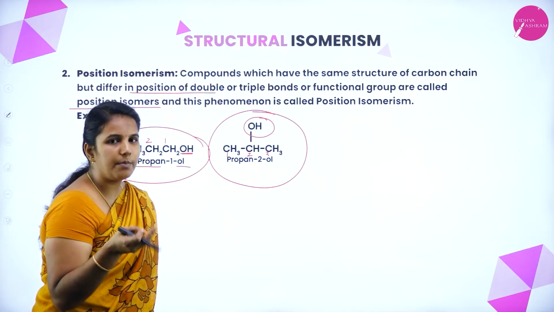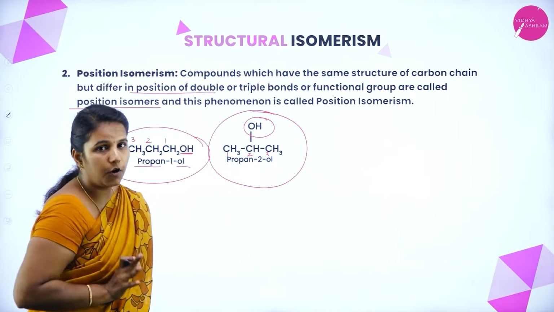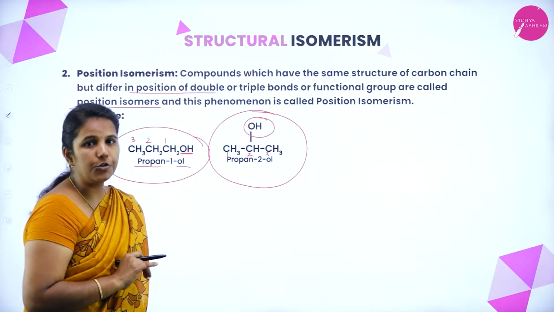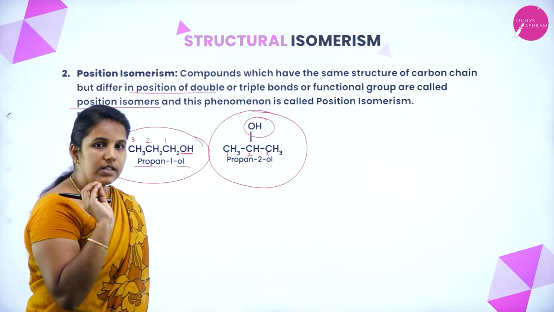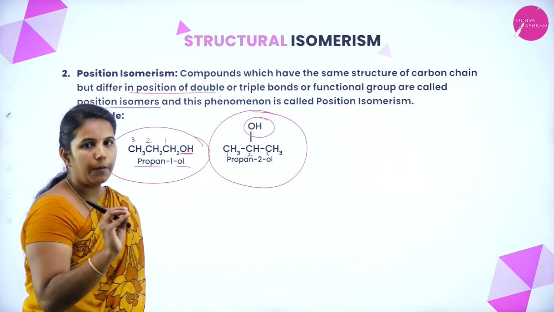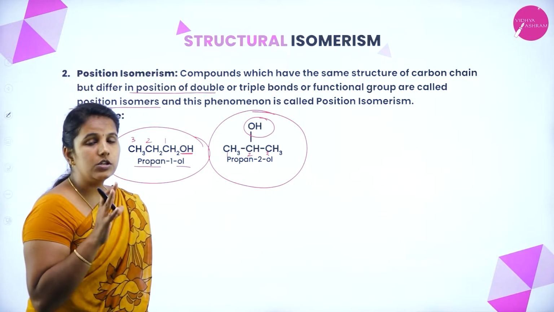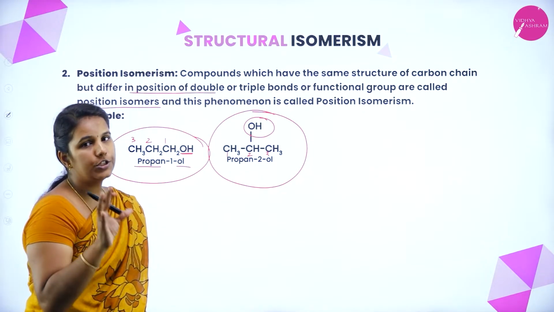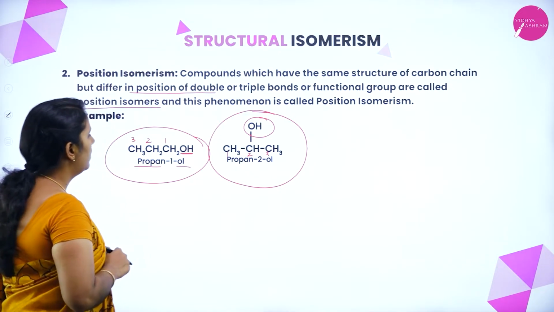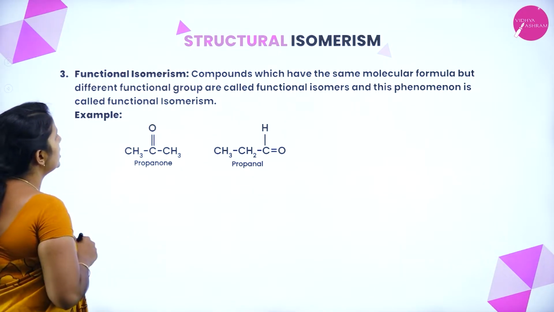Here I have shown only an alcohol. You can take examples containing a double bond or triple bond or a different functional group also. For compounds which have the same name, like butanol or propanol, the position of the functional group will be different. So this is known as what? Positional isomerism.